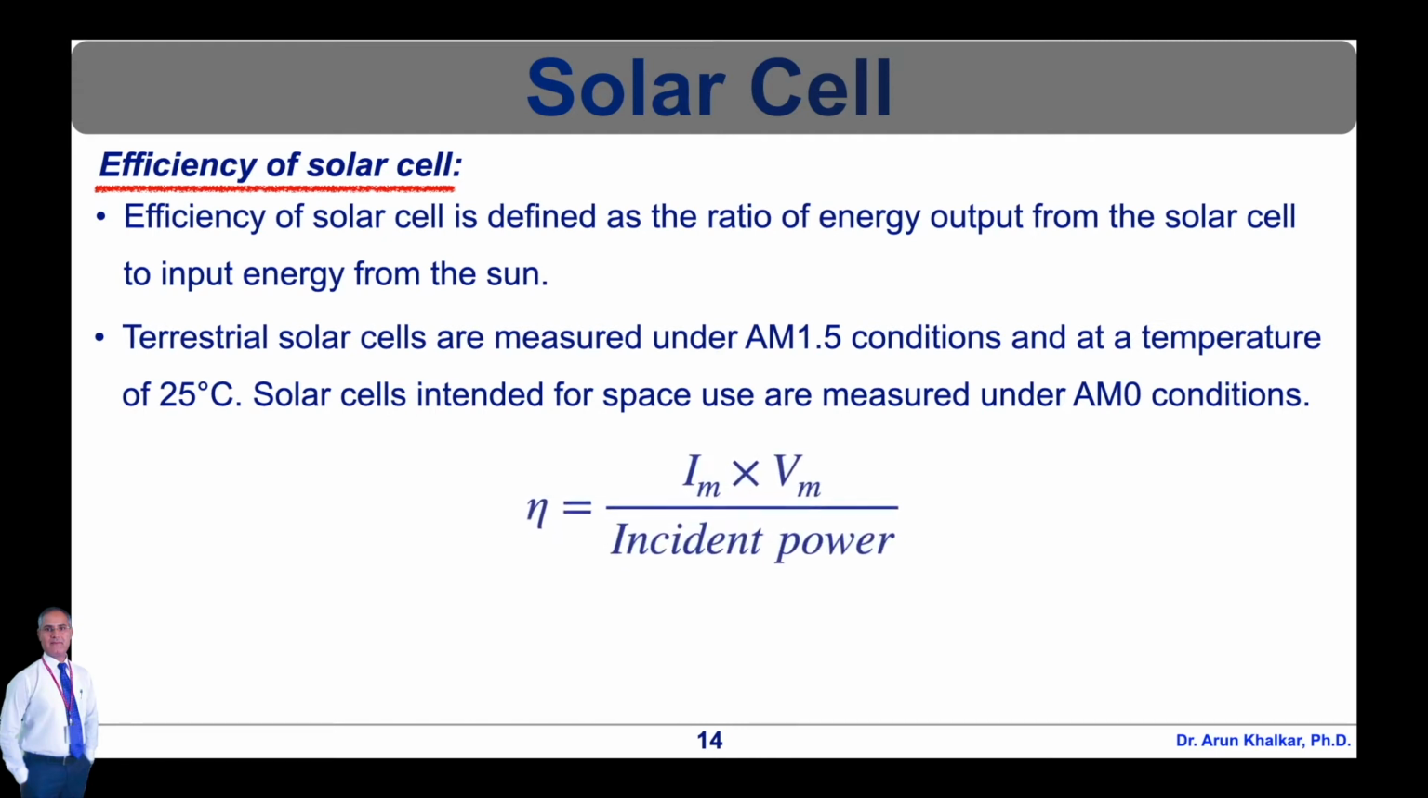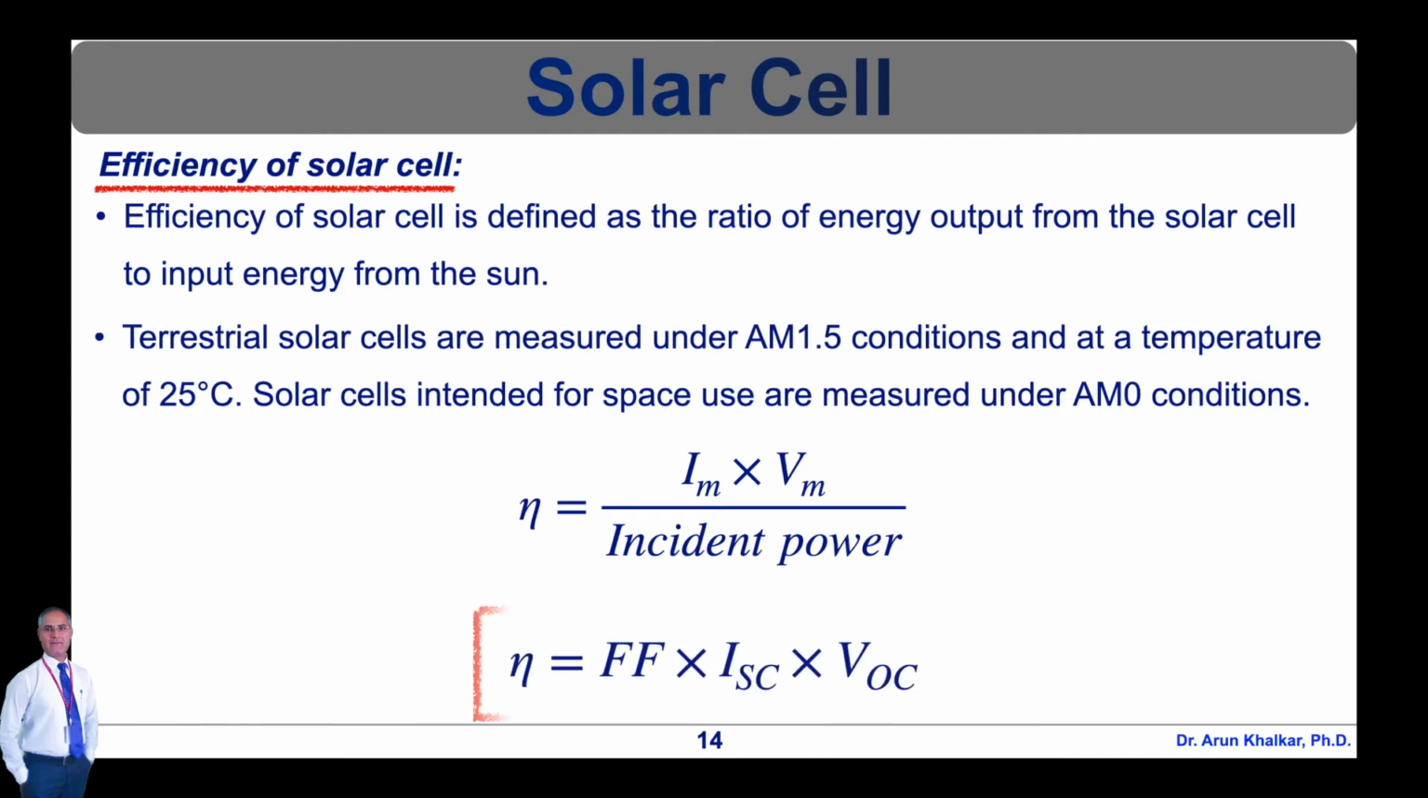So efficiency is represented by eta is equal to Im into Vm divided by incident power. This equation we can also write as eta is equal to fill factor into ISC into VOC, divided by incident power. Usually the voltage developed by a solar cell is of the order of 0.6 volt, and the efficiency of conversion is about 15 to 21% for silicon solar cells.